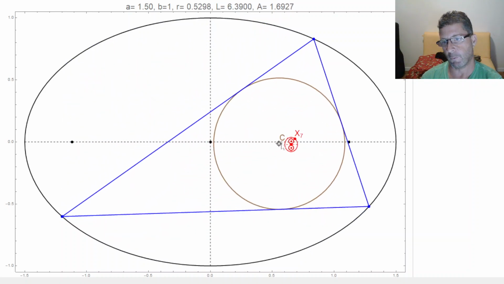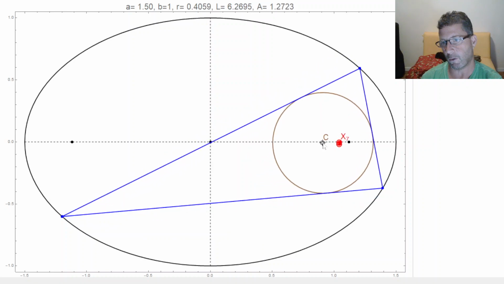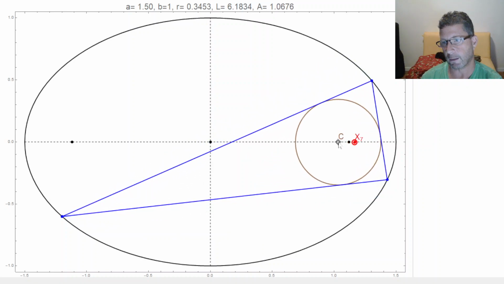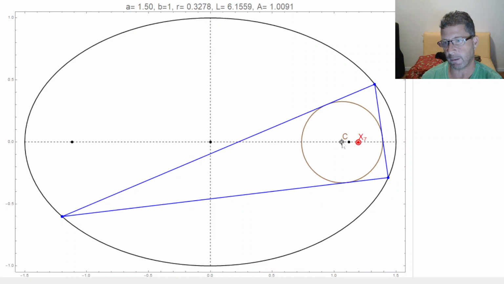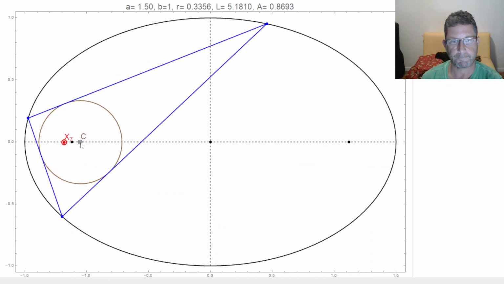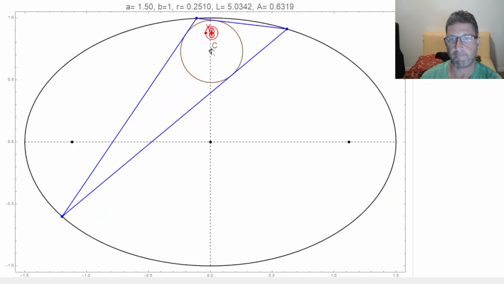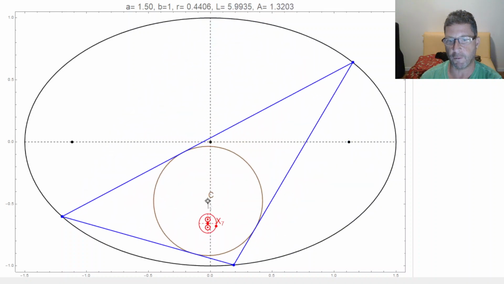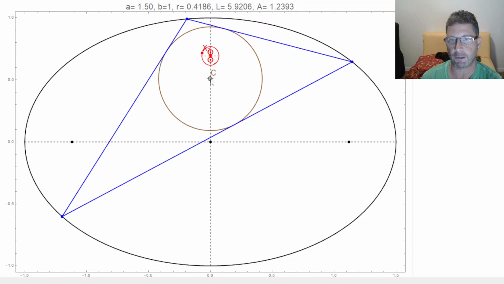But the one thing we did see with X7 was that it also reduced to a point, not at the focus, but at some other intermediate location of C, and the symmetric one over here. Okay, no phenomena of note when C is on the minor axis of the outer ellipse.